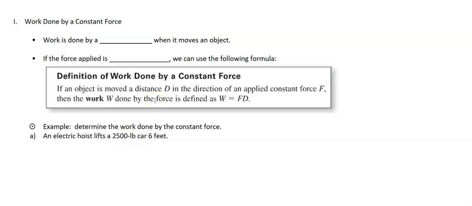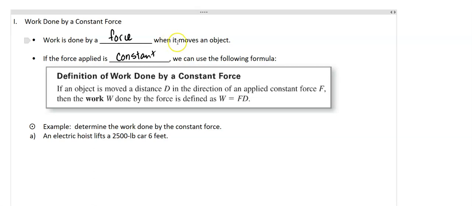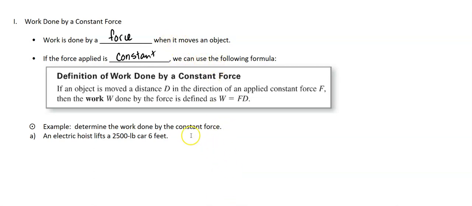In this video, we're going to talk about calculating work. Work is done by a force when it moves an object. If the force applied is constant, meaning it stays the same throughout the entire motion of the object, then we can use the following formula. If an object is moved a distance d in the direction of an applied constant force F, then the work W done by the force is defined as W equals F times d. So the force times the distance.